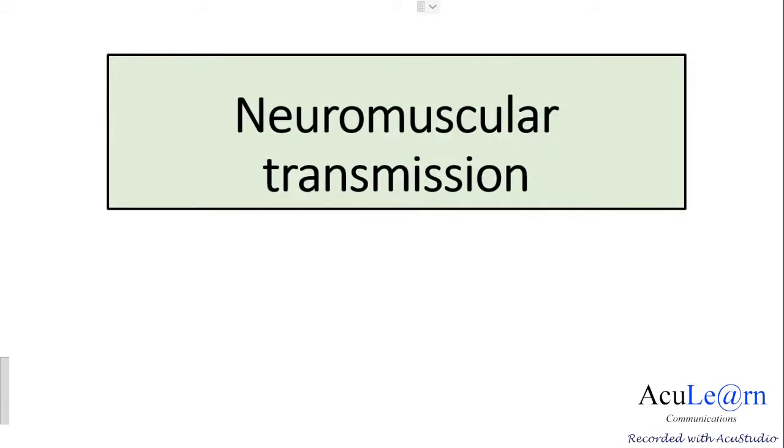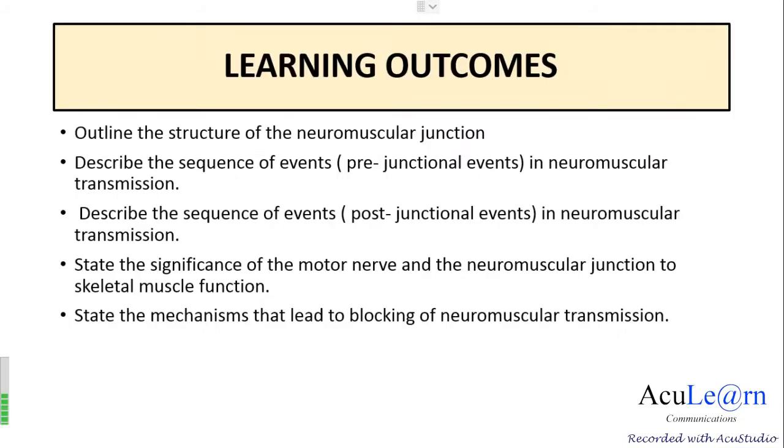In this video, we'll talk about neuromuscular transmission, and these are the learning outcomes. We'll outline the structure of the neuromuscular junction, describe the sequence of events, that is the pre-junctional events, in neuromuscular transmission, describe the sequence of post-junctional events in neuromuscular transmission, state the significance of the motor nerve and the neuromuscular junction to skeletal muscle function, and state the mechanisms that lead to blocking of neuromuscular transmission.